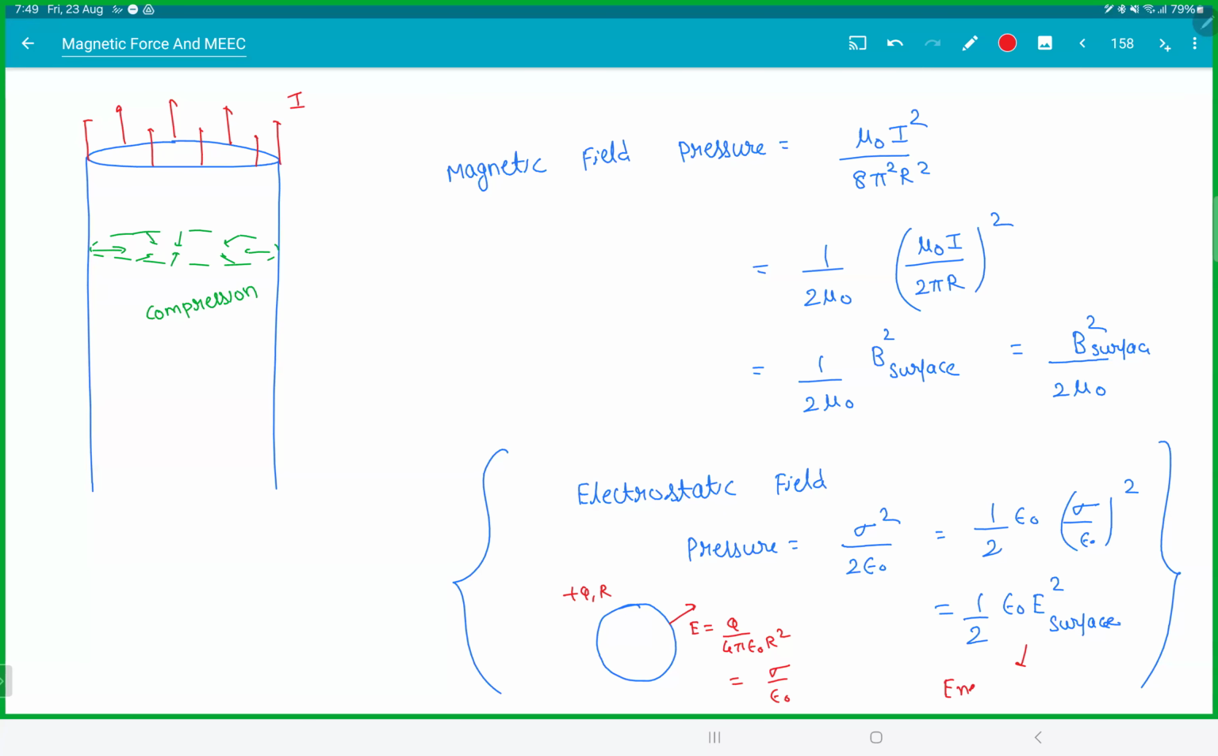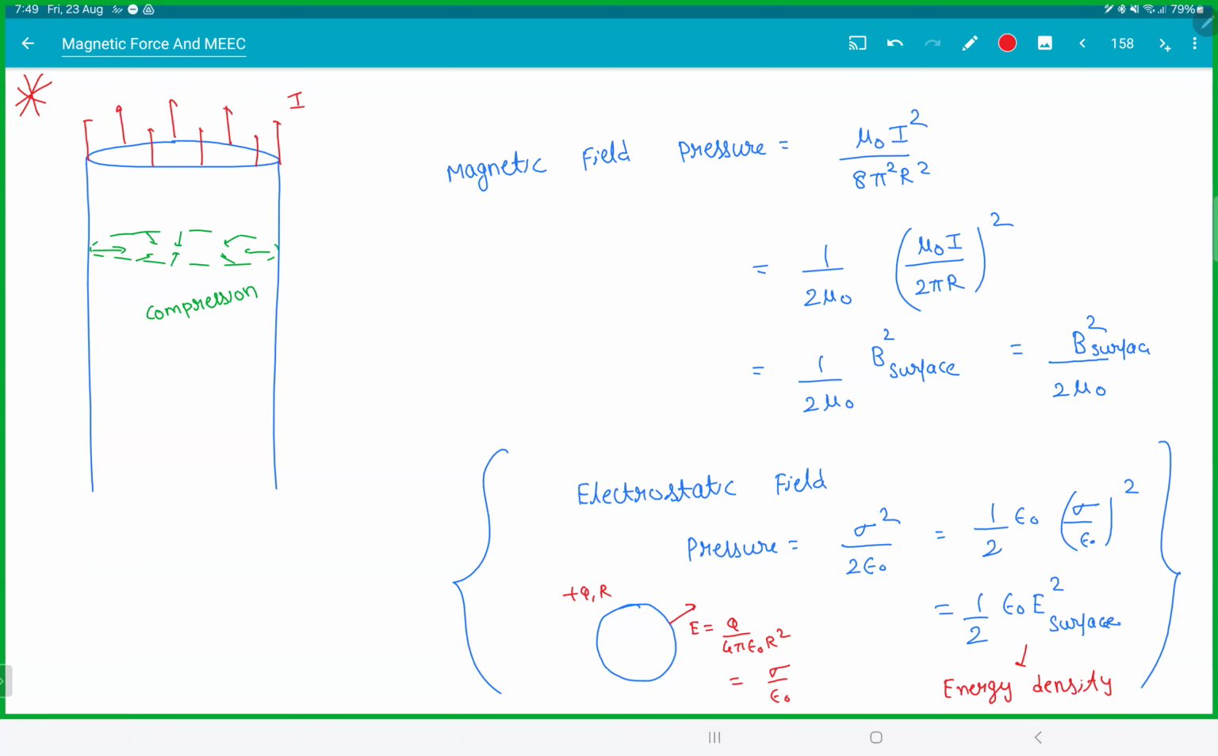Do you guys remember? So energy density is actually pressure. I think the best way to remember is: what is pressure? Energy density. Done. That would be an easy way to remember. And you can see the resemblance: epsilon in place of 1 by mu naught, E in place of B, half is half. I think that would be a good way to remember.